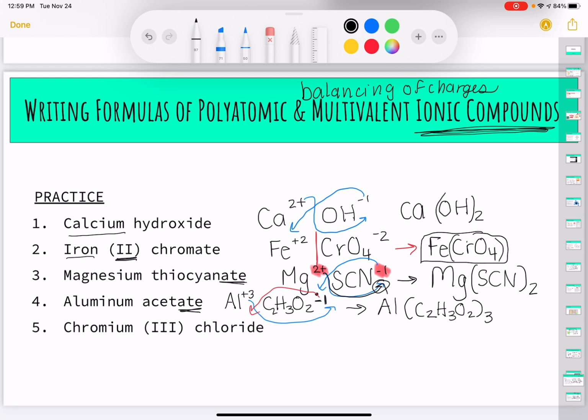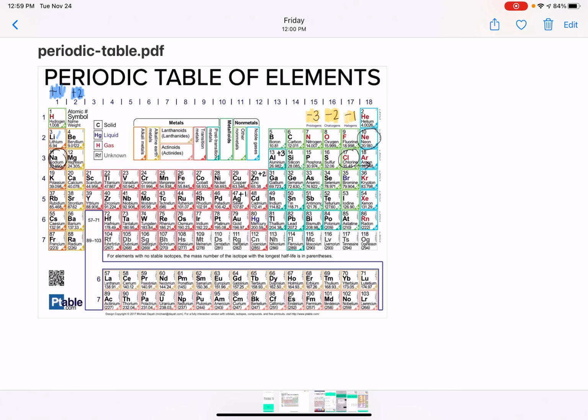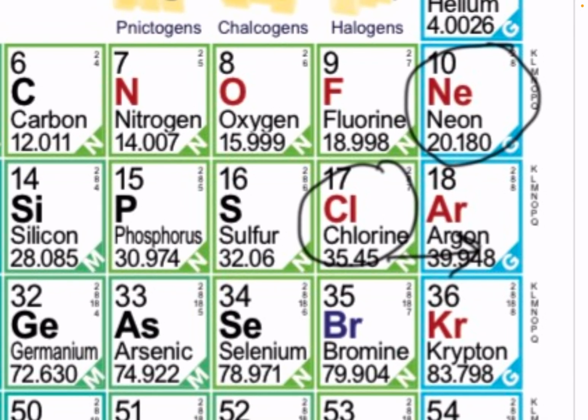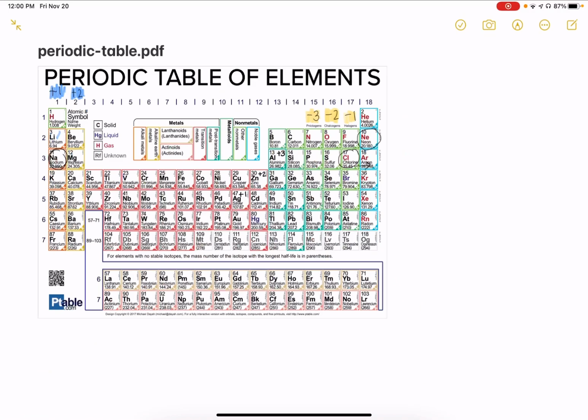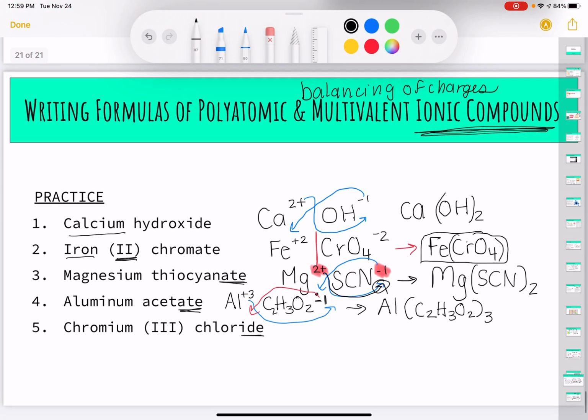And the last example here is chromium 3 chloride. Notice this has an "-ide" ending, so it's going to be something you're going to find in the periodic table. Chloride is chlorine. Remember the closest thing there, right? It has that "-ine" ending. It's number 17, and it's in the -1 column. So for our chloride, we're going to write Cl -1.